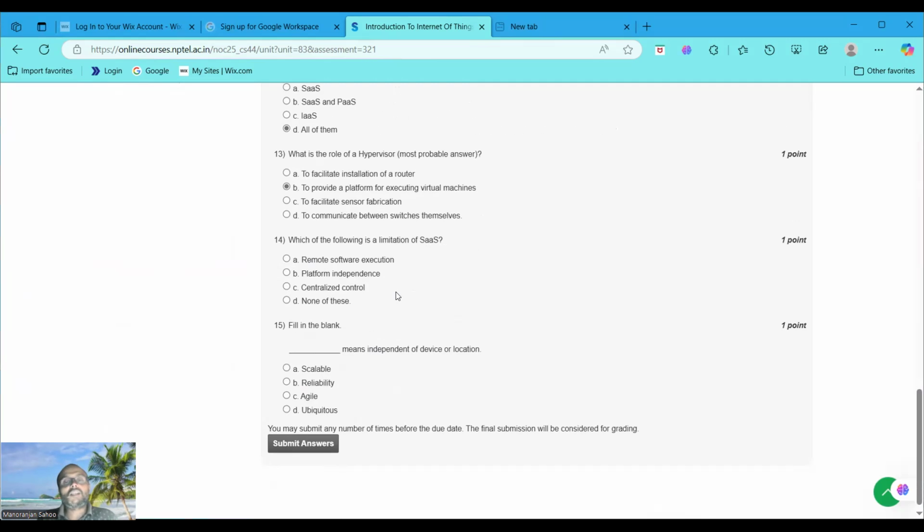Which of the following is the limitation of software as a service? Okay, don't be confused. Limitation and benefit are different things. So what does limitation mean? Remote software execution is not a limitation. Platform independence, if it were dependent, it would be a limitation, but independence is a positive point. But centralized control, if the centralized control fails, the whole system will fail. That is the limitation. So for 14, option C.